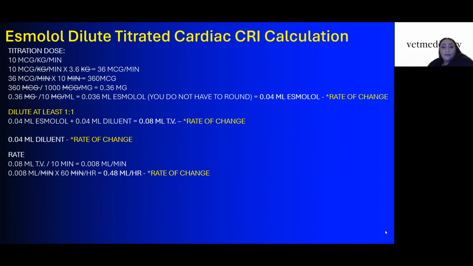Next, with the dilution of 0.04 mLs esmolol plus 0.04 mLs of diluent, that gives us 0.08 mLs of total volume for our rate of change. And the 0.04 mLs of diluent volume is also indicated there as a rate of change. For the rate, 0.08 mLs total volume divided by 10 minutes equals 0.008 mLs per minute. 0.008 mLs per minute times 60 minutes an hour gives us a rate of change of 0.48 mLs an hour.